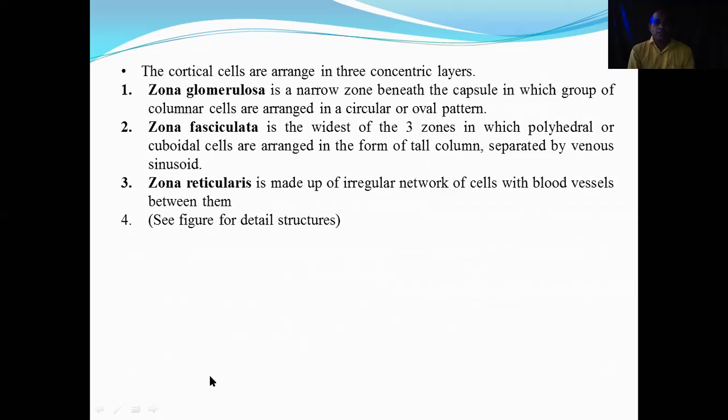It is the widest of the three zones, in which polyhedral cuboidal cells are arranged in the form of tall columns separated by venous sinusoids. Third one is the zona reticularis. It is made up of an irregular network of cells with blood vessels between them.